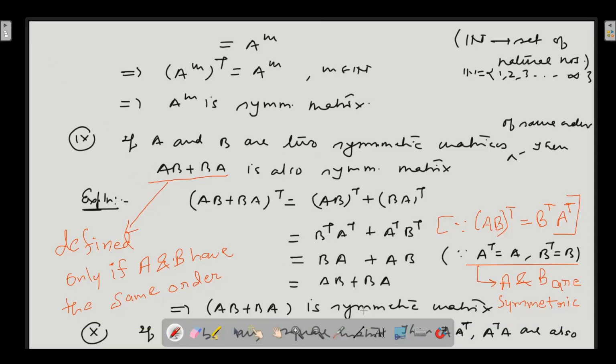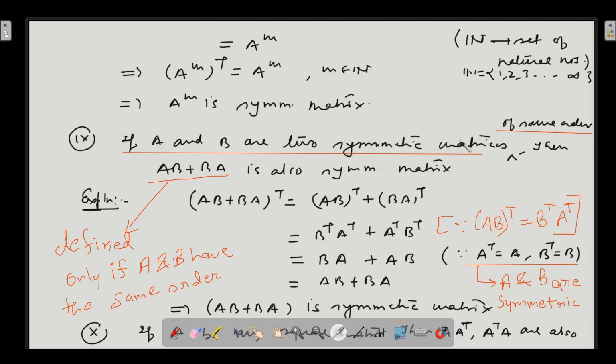If A and B are two symmetric matrices of the same order, A and B are two symmetric matrices and they have the same order. Now why do we need same order matrices? We need same order matrices because this particular expression, AB plus BA, will be defined only if A and B have the same order. That's why they are of the same order.